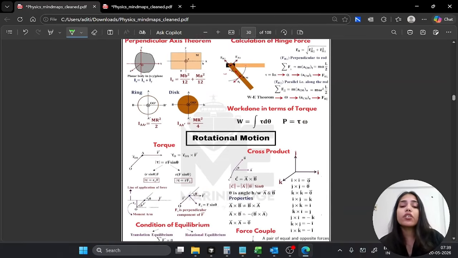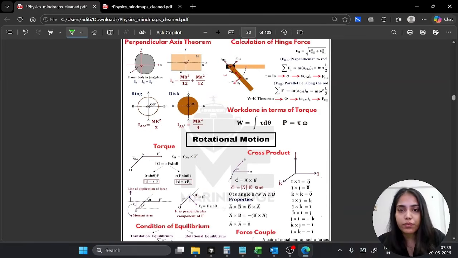The next important concept is the perpendicular axis theorem. Any object will have three axes: x-axis, y-axis, and z-axis. The perpendicular axis theorem says that if we have three perpendicular directions, the moment of inertia across the z axis will be equal to the moment of inertia across x plus the moment of inertia across y.